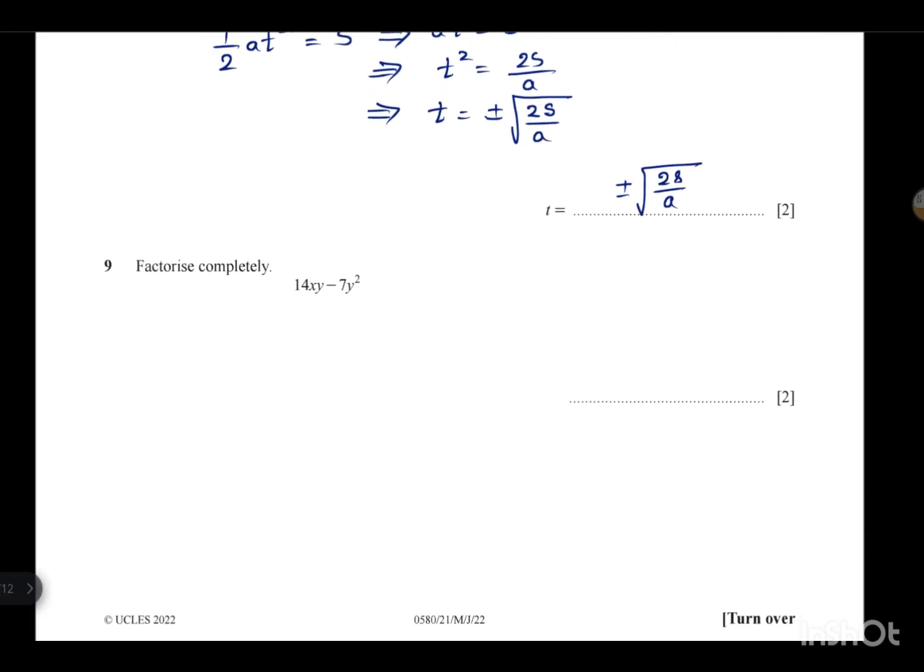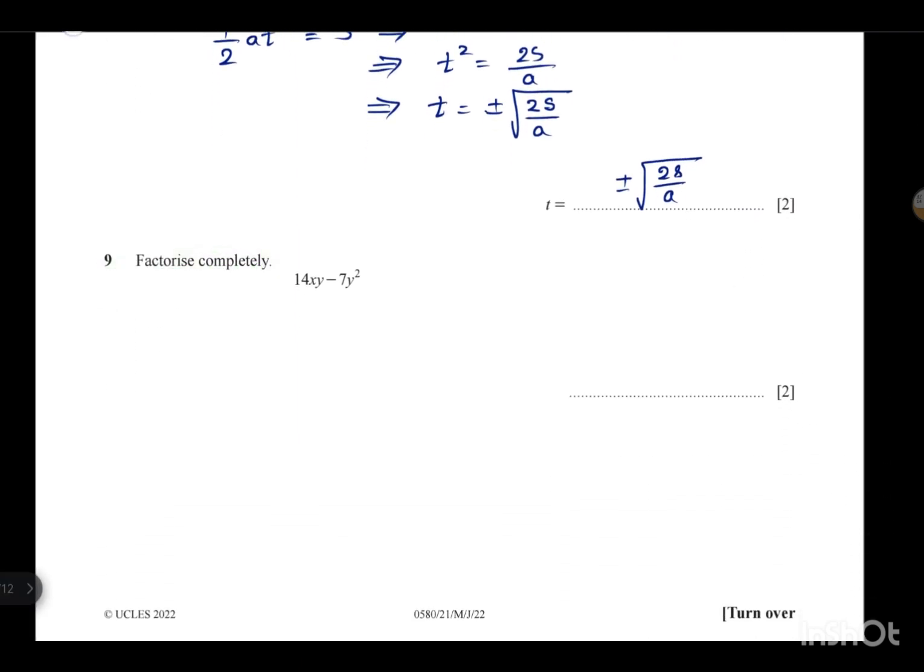Question number 9. Factorize completely 14xy minus 7y square. So write down all the factors. 14's prime factors are 2 into 7. So 14xy is 2 into 7 into x into y. Minus 7 is already a prime number. y square can be written as y into y.